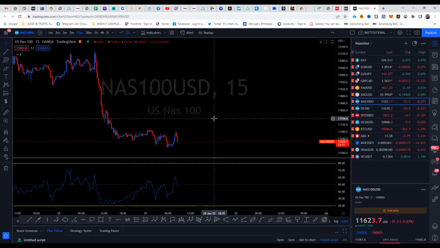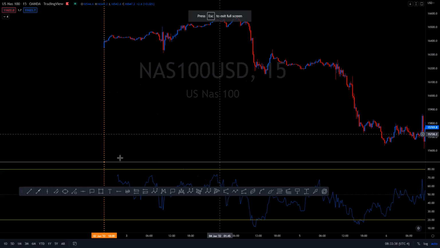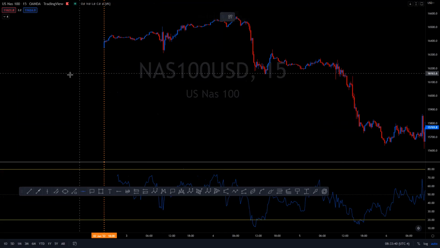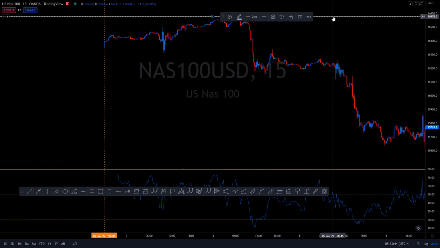So what we're going to do is go ahead and mark up market structure and get started on that. Give me a second to go all the way back in price and see what price did in the past. All right, so this is as far back as price goes. So I'm going to start marking up institutional support and resistance.